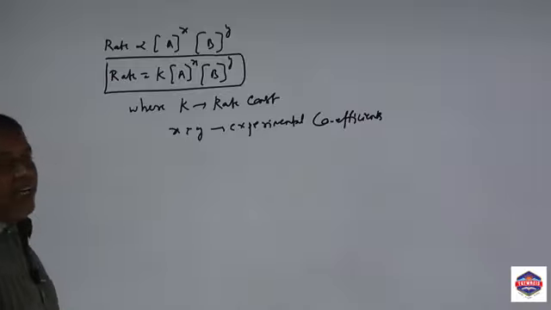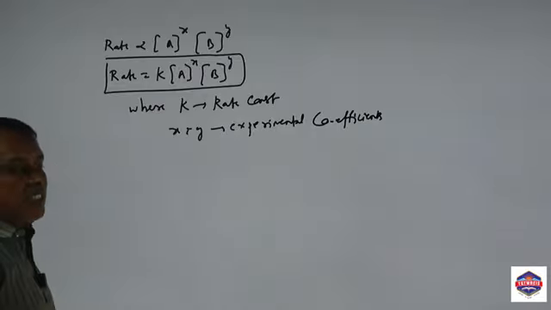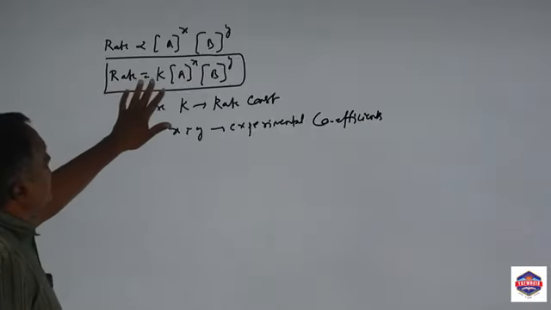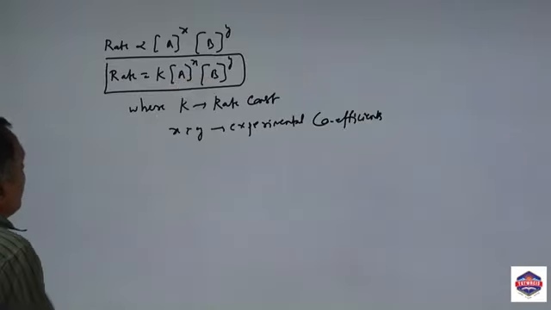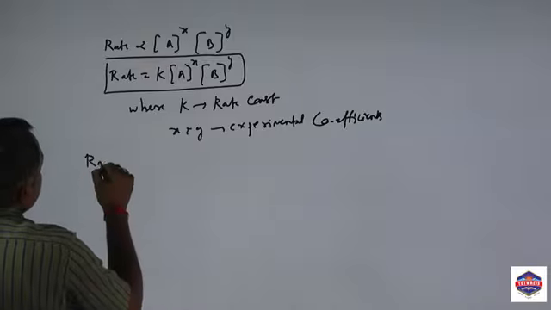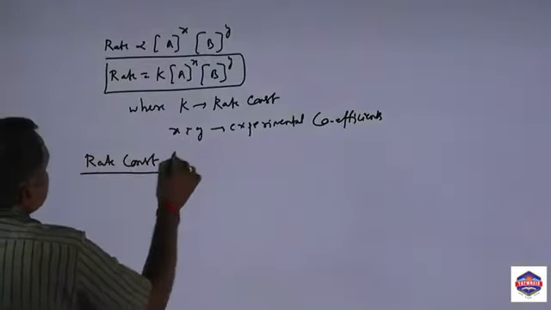For a chemical reaction aA plus bB gives rise to cC plus dD, the rate is equal to k into [A]^x into [B]^y. This is the rate law. And now, what is rate constant? Rate constant k is what?